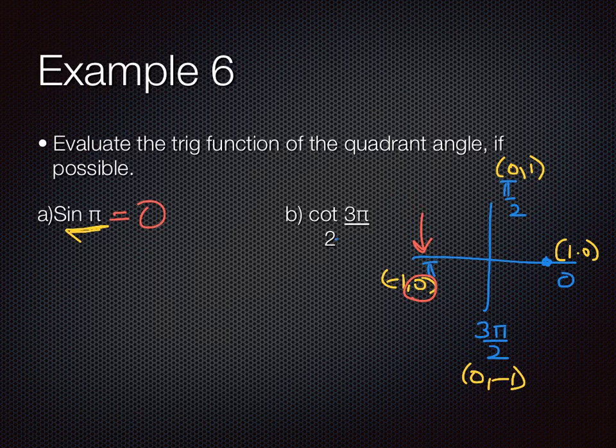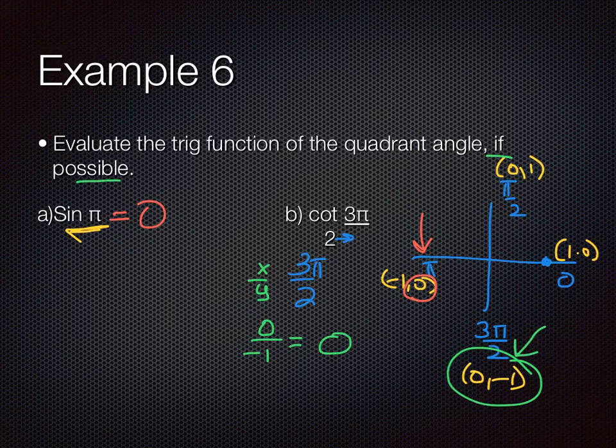And this 2 should be shifted over. So this should be cotangent of 3 pi over 2. 3 pi over 2 is down here. Cotangent is your x over your y. 0 over negative 1, which is also 0. So where it says if possible, if I had asked for the tangent at 3 pi over 2, I would have gotten negative 1 over 0, which would have been undefined. That's what that means.